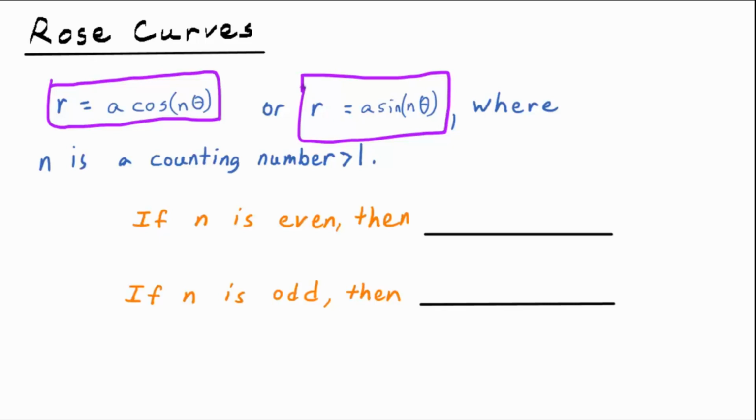So if n is even, turns out you have 2n petals in your graph. That's handy to know if you're not using a calculator. So if n is even, then there are 2n petals.